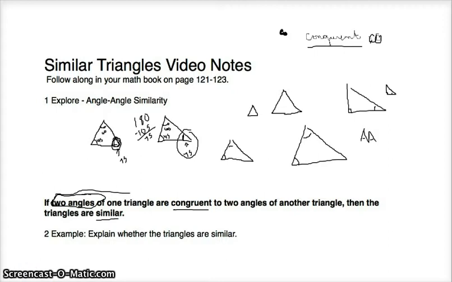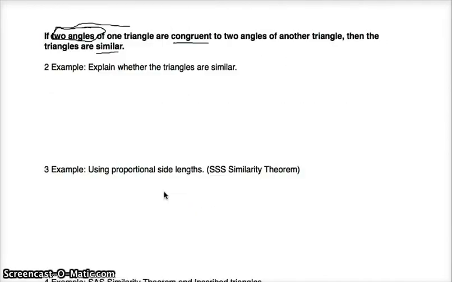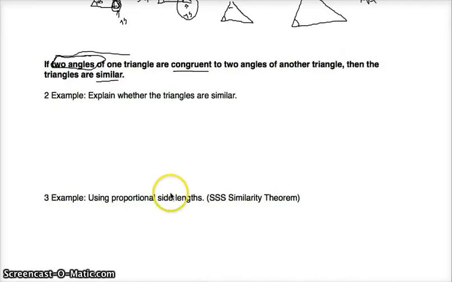Okay, so then if you turn the page to example 2 on page 122, they gave you two triangles and they're asking you to explain whether the triangles are similar. Okay, so they give you the triangles. Let me get some more space on here. The triangle with a 41 degrees.